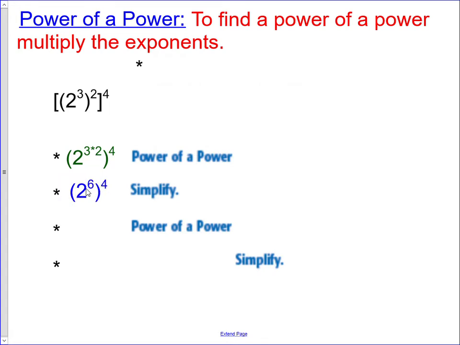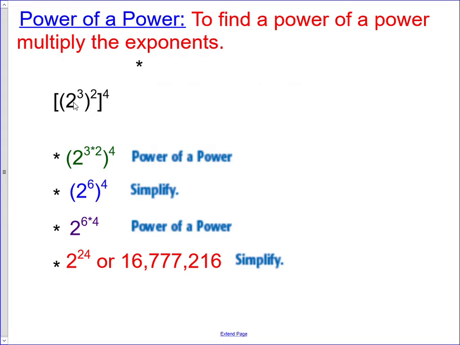Now, since it's still a power of a power, we're going to multiply the exponents. So according to the rule, it would be 2 to the 6 times 4 power. And 6 times 4 is 24. So it would be 2 to the 24th power, or 16,777,216.